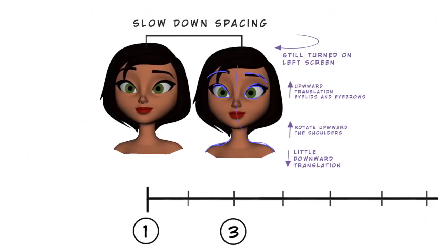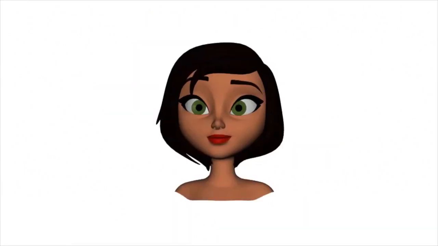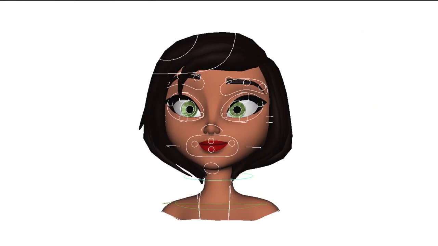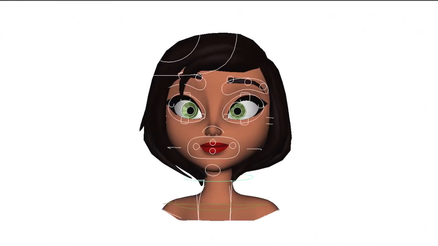The head is still rotated on the left screen, but it goes a little downward. So we have a sort of squash of the chest and the head. The eyelids open a bit, just a bit, and the eyebrows of course follow the eye movement. The shoulders go up. All these changes are really tiny. We don't need a huge change of position. So we just make something that is almost imperceptible.